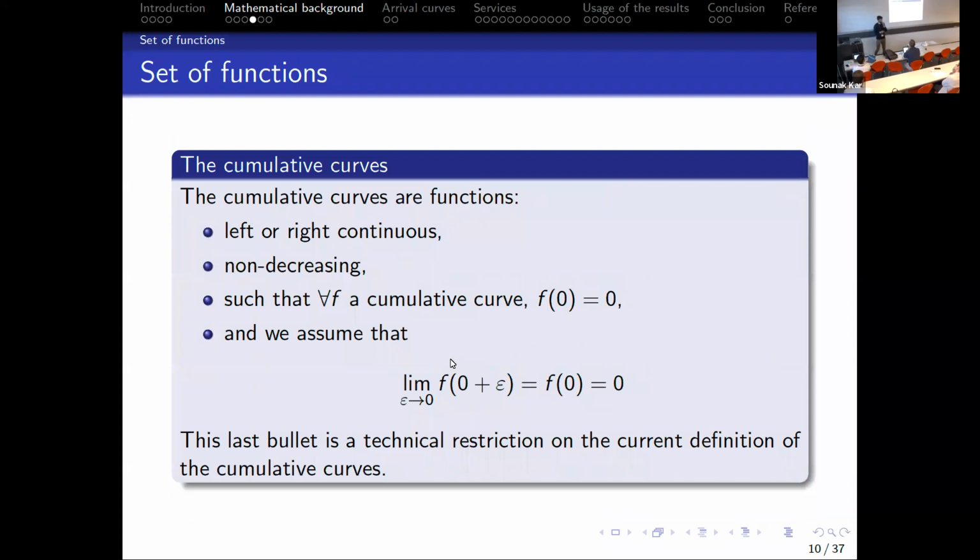Well, to come back on the definition of the cumulative curves, as you know, they are left or right continuous, depending on the model. They are non-decreasing functions. They are null at the origin, and we assume now that the right limit at the origin is null. This last point is a technical restriction of the current definition. It's not in the current one, but we need to add this restriction.